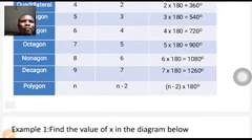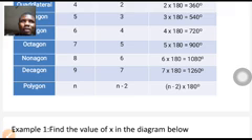Now if you are given any n-sided polygon and you have to find the sum of angles, what you need to do is just apply the formula n minus 2 times 180 degrees, or 2n minus 4 times 90 degrees. n stands for the number of sides of the polygon.